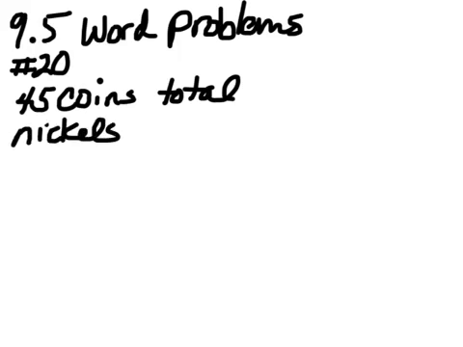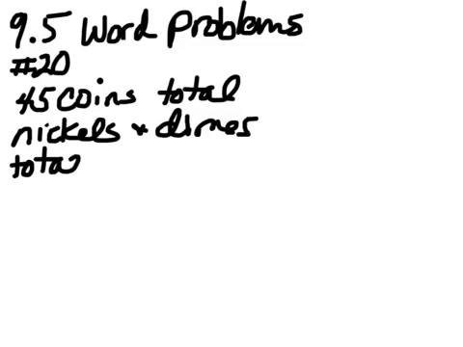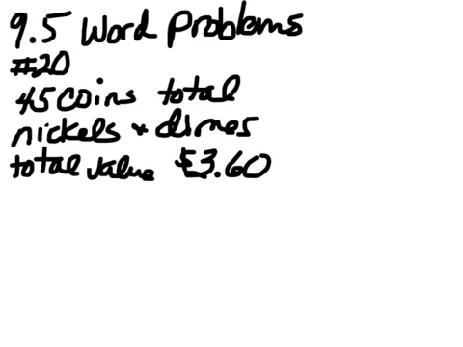And it tells you that if you look at the value of what she has, the total value is $3.60. Okay, and they want to know how many nickels and how many dimes she has. All right, so what we could do in a problem like this, if you see the numbers, you can make two equations based on the numbers you see.